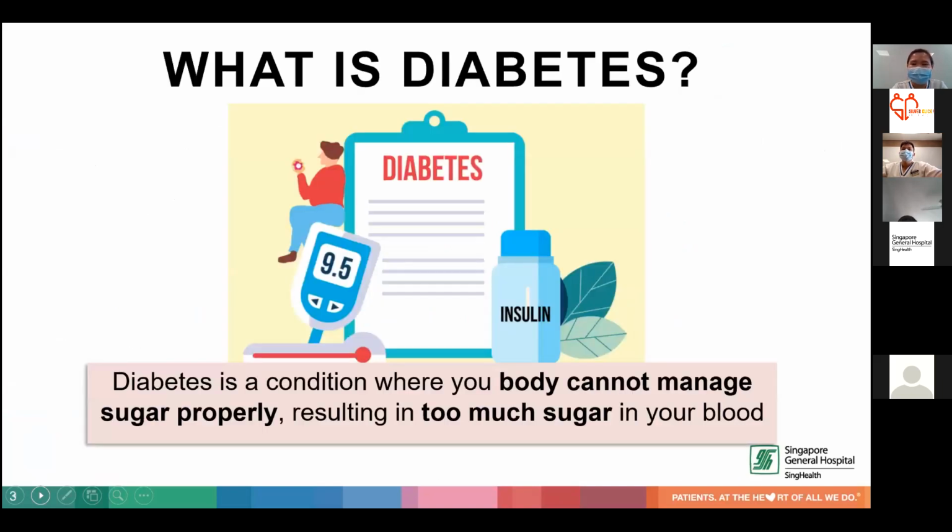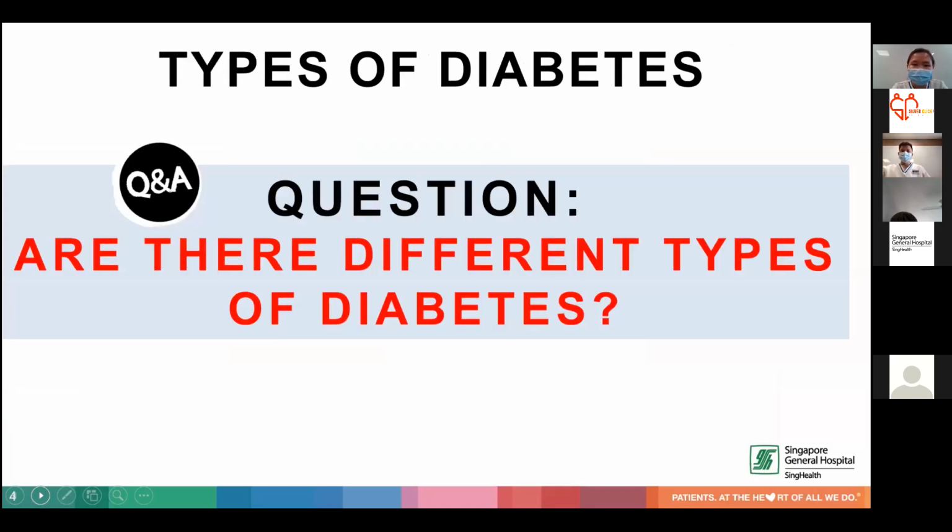So what is diabetes? Are you all familiar with diabetes? Diabetes is a condition where your body cannot manage your sugar properly, and this results in too much sugar in your blood. So what happens when we have diabetes? Let me ask you all one question first. Are there different types of diabetes, or do you all think that there's only one diabetes? Any answer? Two types of diabetes. Yes, you are right. Are there other kinds of diabetes apart from type 1 and type 2?